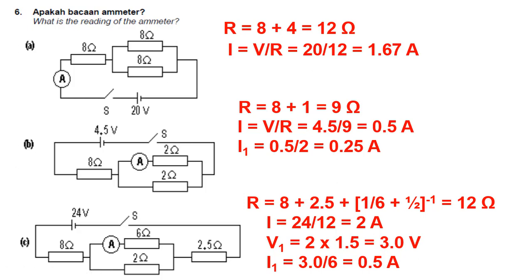Alright, so that's how you solve the problem regarding series and parallel circuits. The main thing is to calculate the effective resistance, calculate the big current, or the current from the battery, I equals V over R.